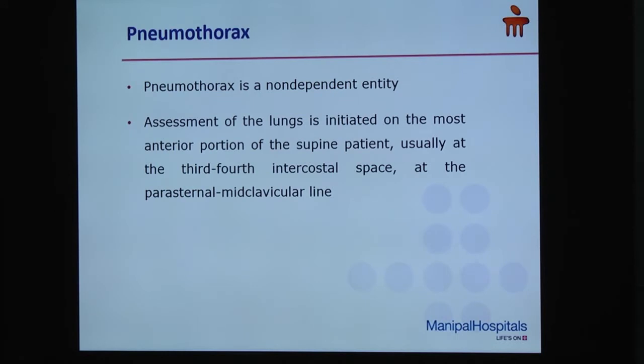because it is a non-dependent entity, you sit the patient up or at 45 degrees or whatever your normal position is, and start at the most top and most medial part, because that's where you are more likely to find the pneumothorax.